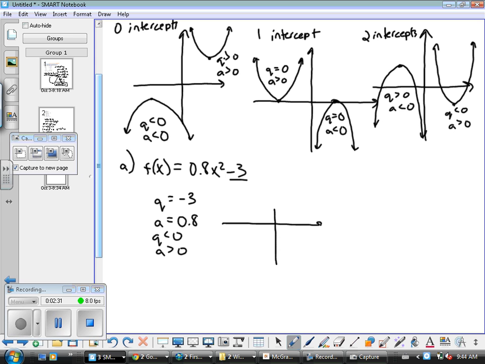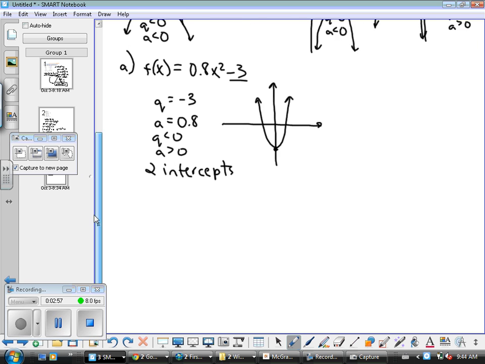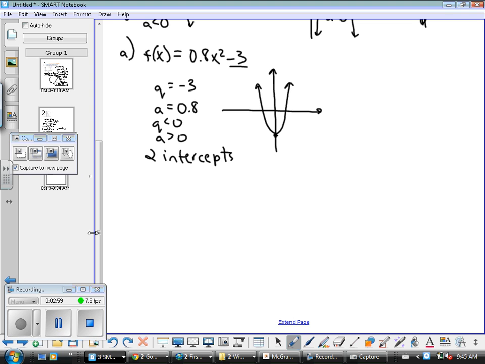Now I wouldn't memorize this, I would just do the little sketch every time. I like to be a little picky, so I look at my function. I know that p is 0, so I just know that my vertex is on the y-axis. I'm just going to put my q value somewhere in the negative and show it opening up. And what I see is that I'm going to have 2 intercepts. That's basically all they're asking you to do here.